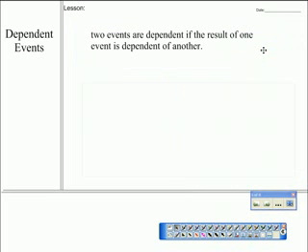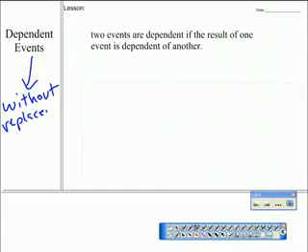Two events are dependent if the result of the second one is dependent on the first one. So the result of the second event is dependent on the first one. And there's going to be a key term we're going to look for here. It is without replacement. That's what causes the dependency, because suddenly something's going to change.